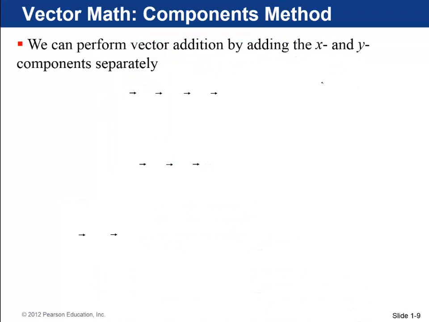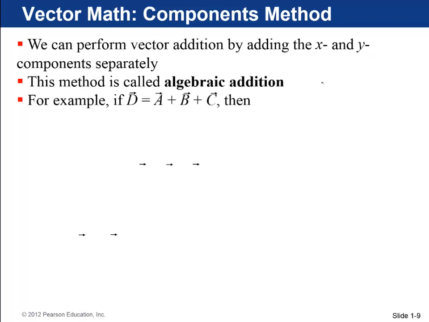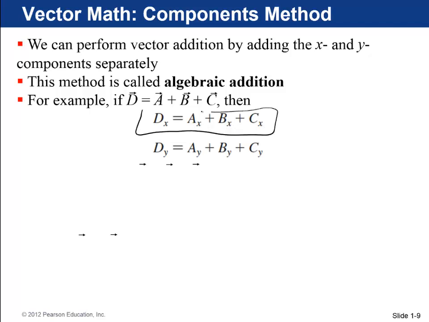So now that we can find components of a vector, we can more easily add or subtract vectors, or even multiply them by a scalar. So if d is a plus b plus c, then d sub x is a sub x plus b sub x plus c sub x. So you just add all the x components and you get the x component of the sum. Similarly, you add all the y components and you get the y component of the sum. Very, very easy.